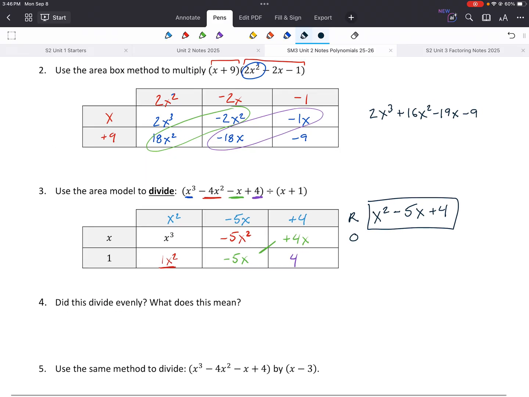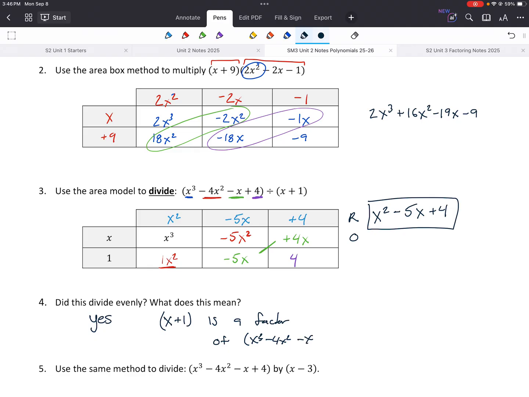So what does that mean? If it goes in evenly, we know that it did go in evenly. So that means that x plus 1 is a factor of our dividend, which is x cubed minus 4x squared minus x plus 4, okay?